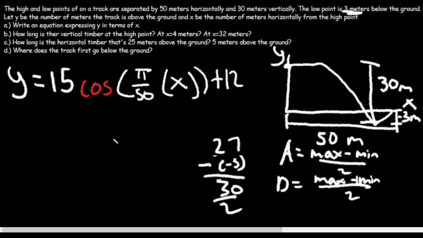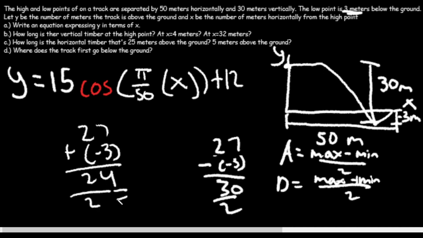12 is the d value, so max plus min: 27 plus negative 3. It will be 24 divided by 2, which is 12. That's the d value. So this is our final equation. We can just graph this into a graphing calculator like Desmos.